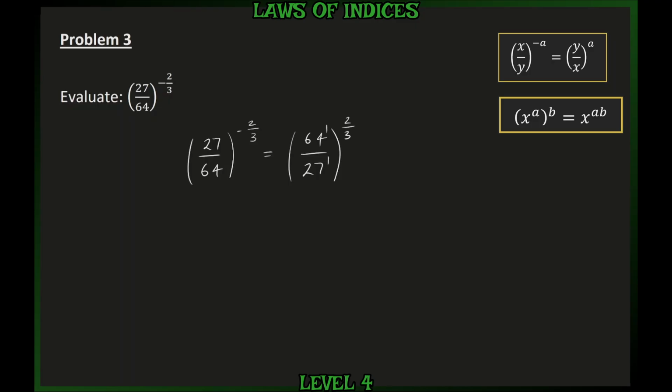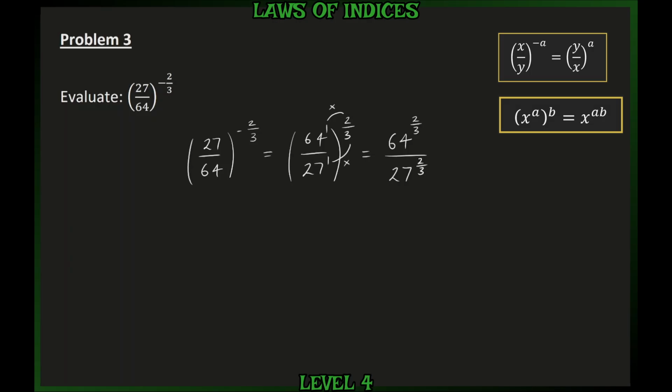So to start with, we can multiply 1 by 2/3, and this gives us 2/3. So our numerator becomes 64 to the power of 2/3. And in a similar way, our denominator becomes 27 to the power of 1 times 2/3, which is once again 2/3.